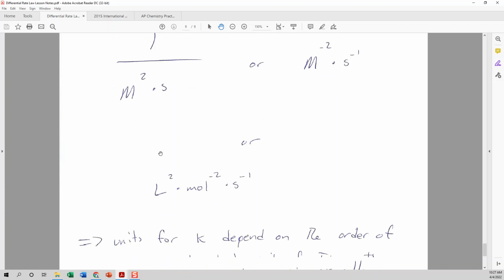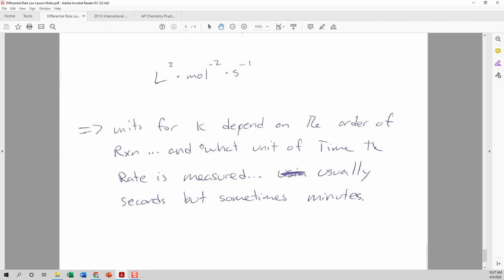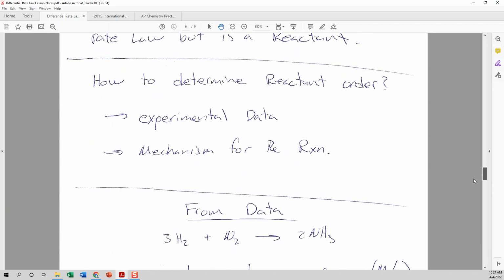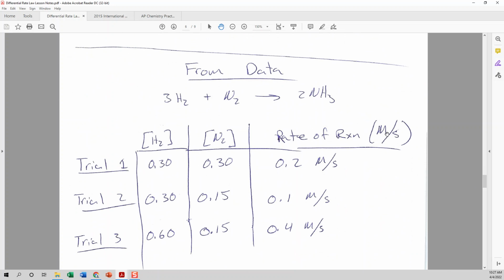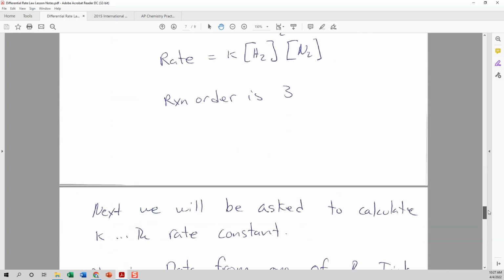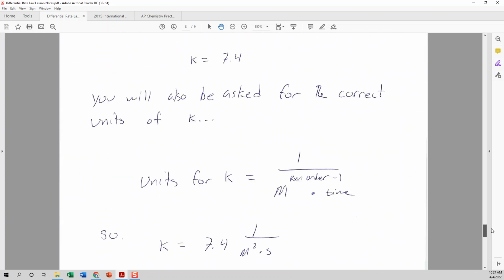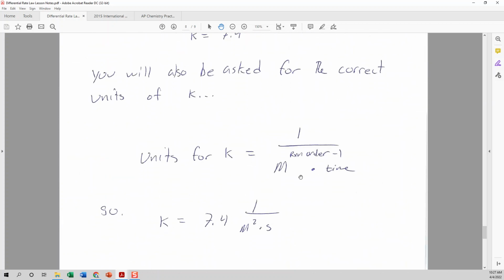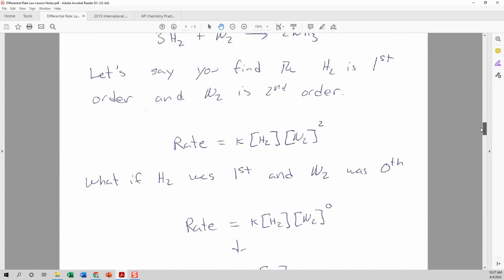So it depends on the reaction order, and then also depends on the unit of time the rate was measured in. So usually seconds, sometimes minutes, but just look at the data table. If you're given the data table, it tells you what the units of the rate were, and if it's seconds, then that's the unit of time that we need to use in this kind of shortcut to calculate the units of K. All right, so hopefully you kind of get that.